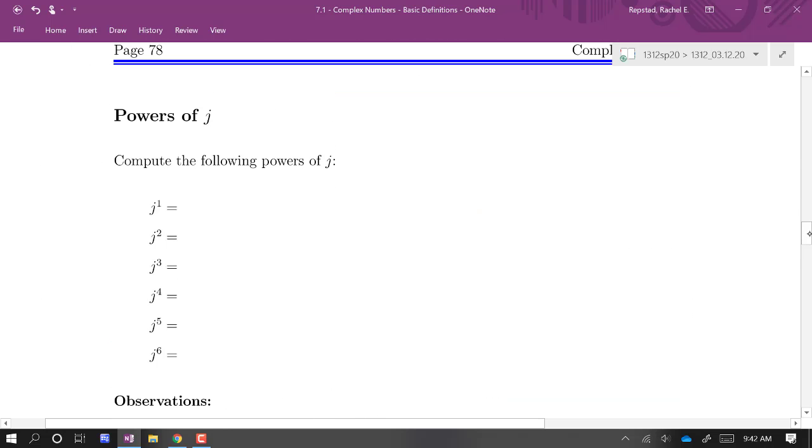Let's compute some powers of j. J to the first is naturally just j. What's j squared? -1. Great. Now j cubed, if I want to find j cubed, I'm just going to write that as j squared times j. I'm going to use my rules of exponents. J squared is -1, so that means that this just gives us negative j. J to the fourth, yes, exactly. I think the easiest way to see why is that it's j squared times j squared.